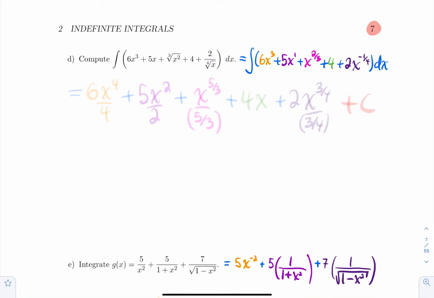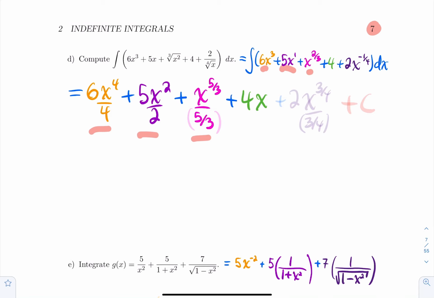Going to use, for most of them, the power rule. So here you're going to get 6x to the power 4 over 4, because 3 plus 1 is 4, plus 5x to the power 1 plus 1, which is 2, over 2, plus x to the power 2/3 plus 1, it will be 5/3, the new power, so over 5 over 3. The integral of 4 is going to be 4x, and if you take x to the power minus 1/4 and you go plus 1, you're going to get x to the power 3 over 4 divided by 3 over 4.